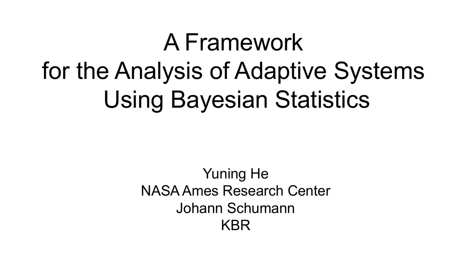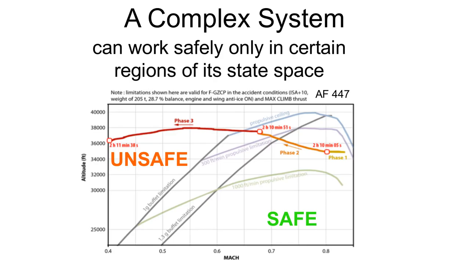Hi, this presentation is on a framework for the analysis of adaptive systems using Bayesian statistics. This is work done by Johann from the NASA Ames Research Center and Johann Schumann from KBR. When we look at any complex system, like a spacecraft, aircraft, or a complex software system, each of these complex systems can only work safely within a certain region of its state space.